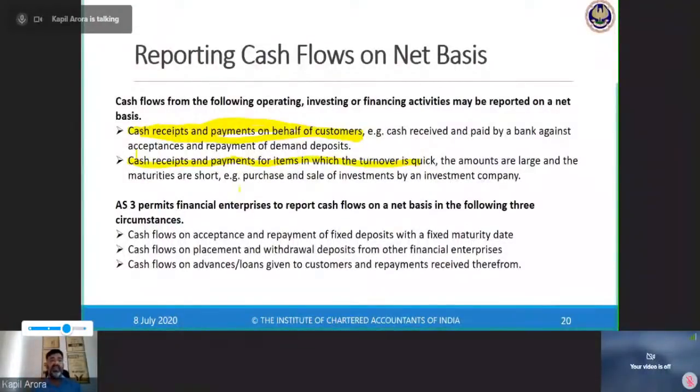Whereas for financial enterprises, they can show net basis in 3 circumstances. Like for banks, how can they show? When they accept and repay fixed deposits. In a bank, somebody is going to do a fixed deposit for a fixed maturity date, and at the same time, somebody is coming to reverse or to break that fixed deposit.